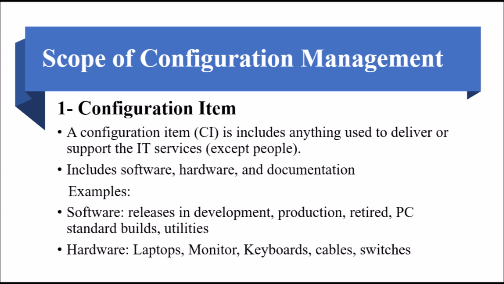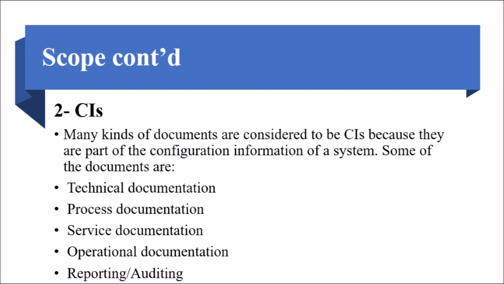Examples. Software: releases in development, production, retired, PC standard builds, utilities. Hardware: laptops, monitors, keyboards, cables, switches. Many kinds of documents are considered to be CIs because they are part of the configuration information of a system. Some of the documents are technical documentation, process documentation, service documentation, operational documentation, reporting, auditing.